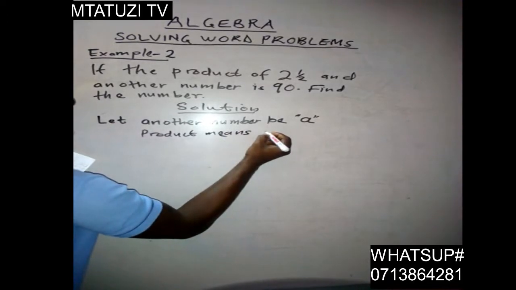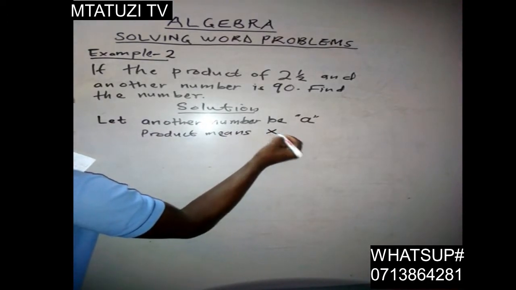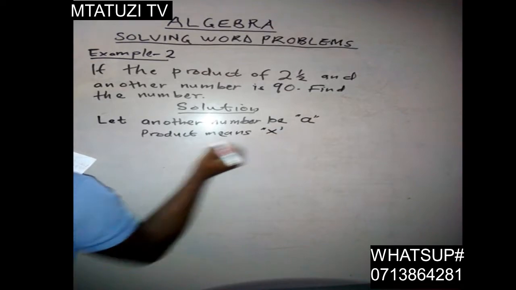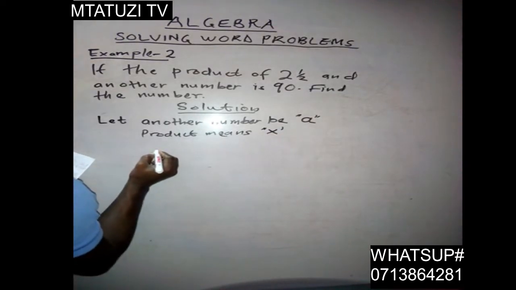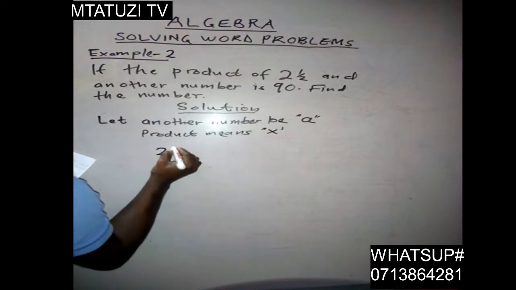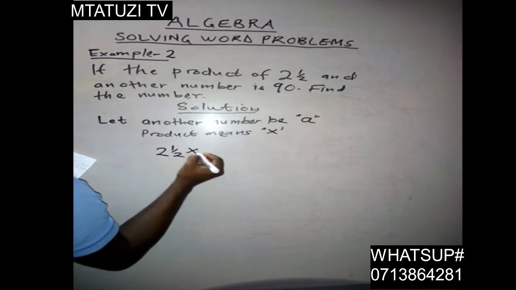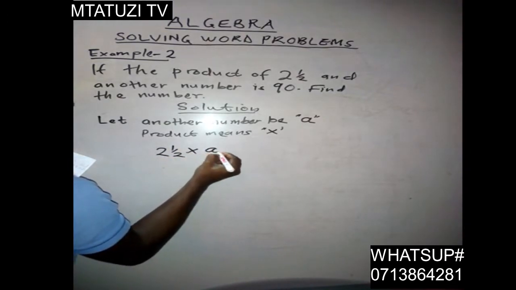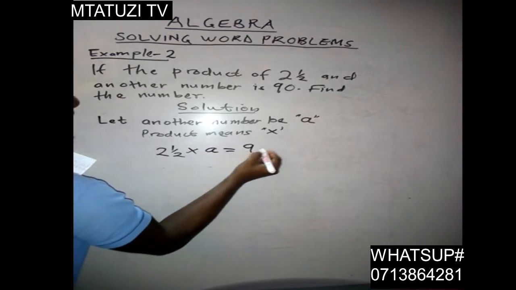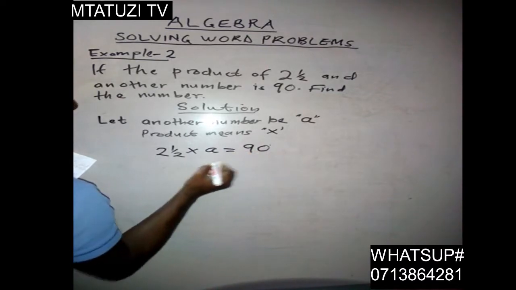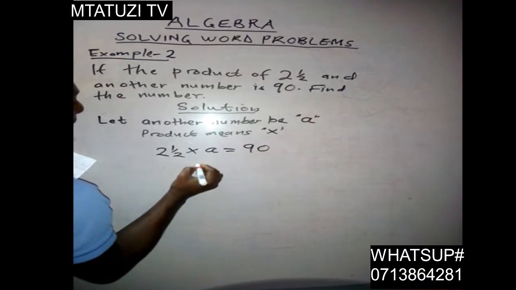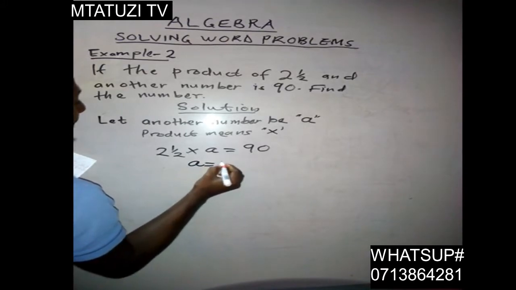Product means multiplication. That is product. So therefore, 2.5 times another number, that is A, the result is what? 90. The result is 90. So A is equal to how much?